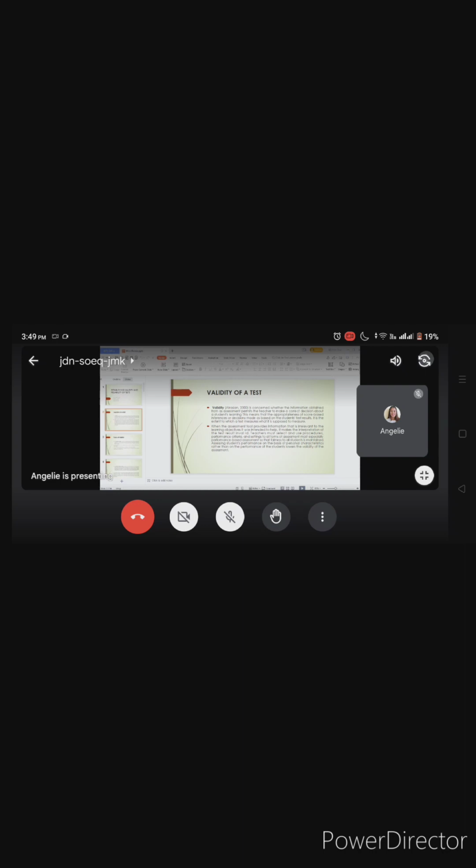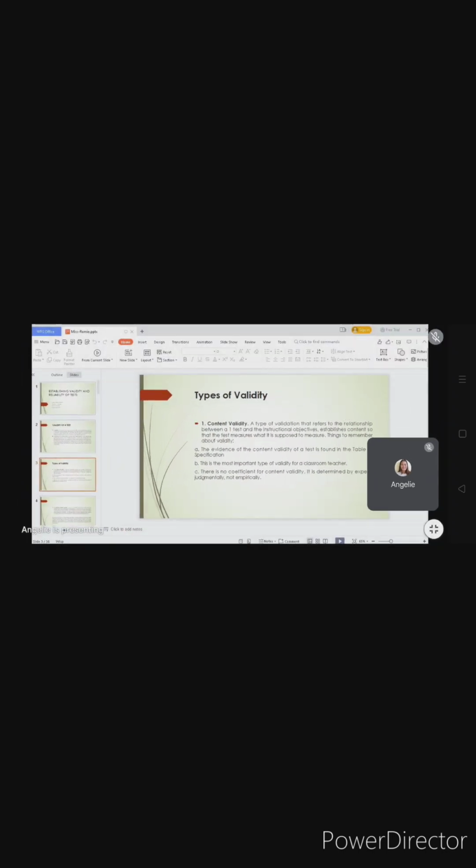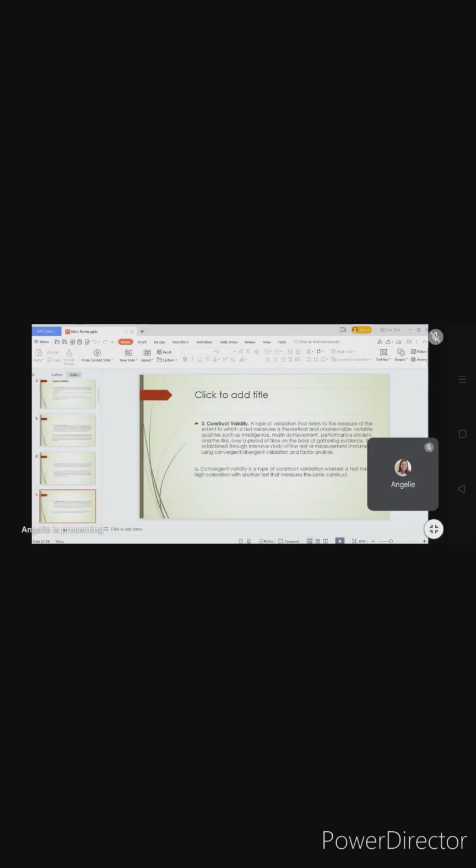Next slide, please. There are three types of validity. First, we have content validity, second, criterion validity, and the third is construct validity.